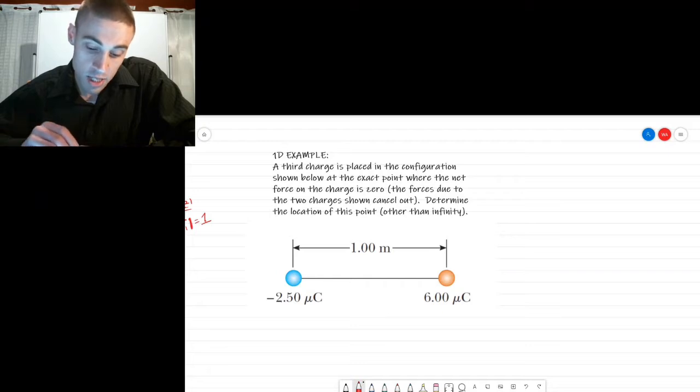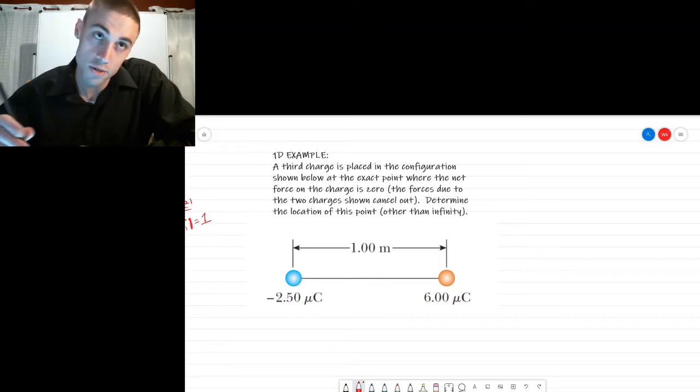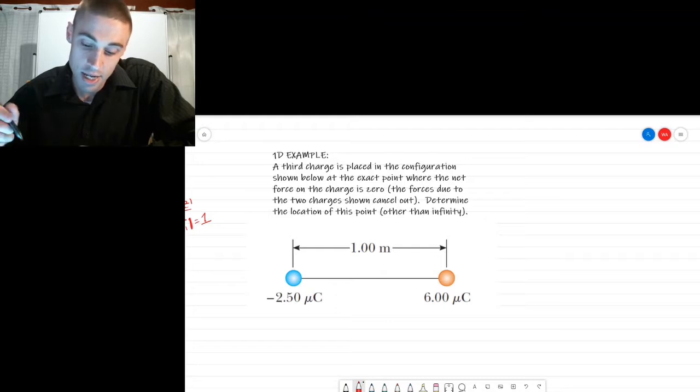You're asked to determine the location of this point and not the location an infinite distance away. That would also work, since the Coulomb force drops off like distance squared. Instead, we want the non-trivial answer. So let's think about that.